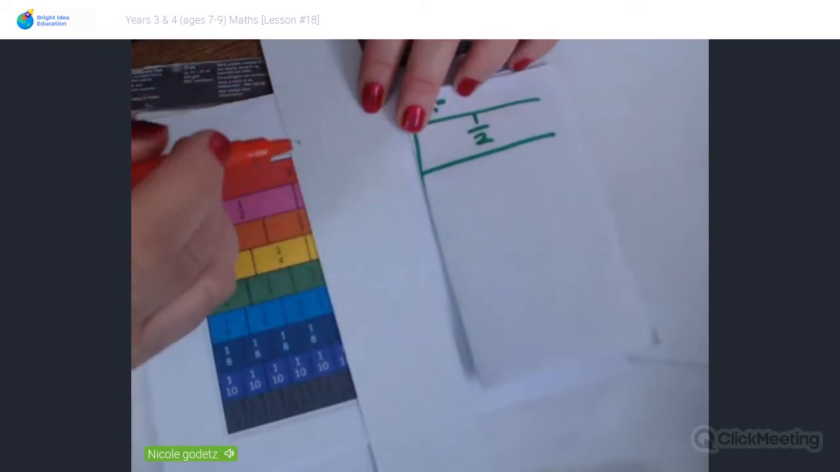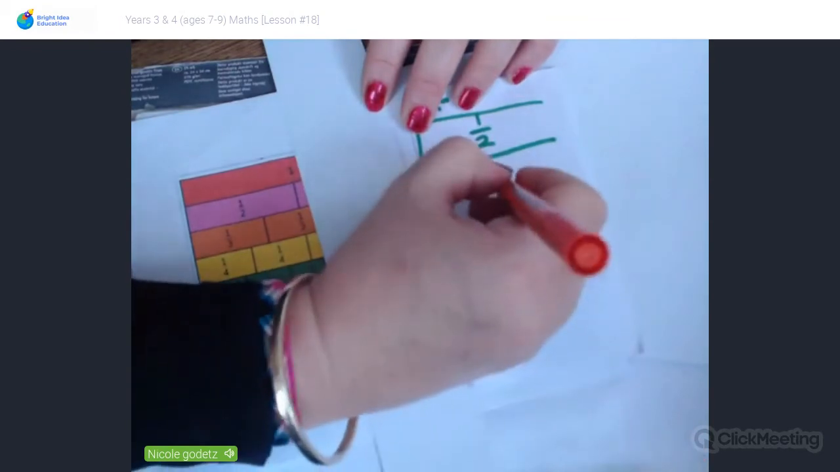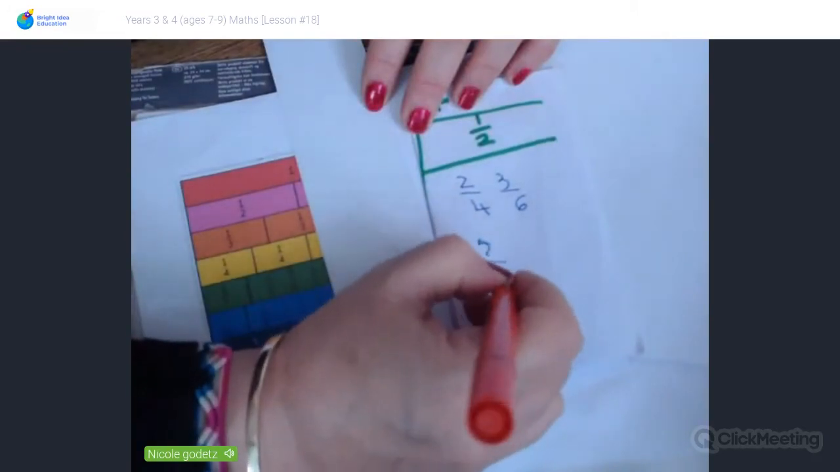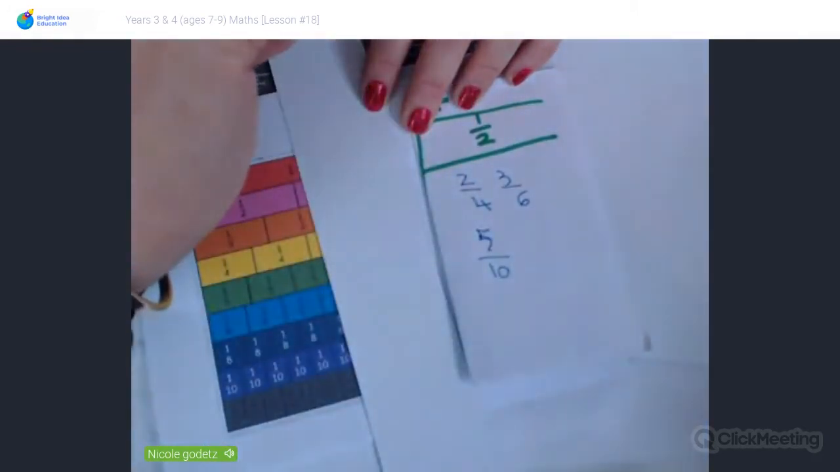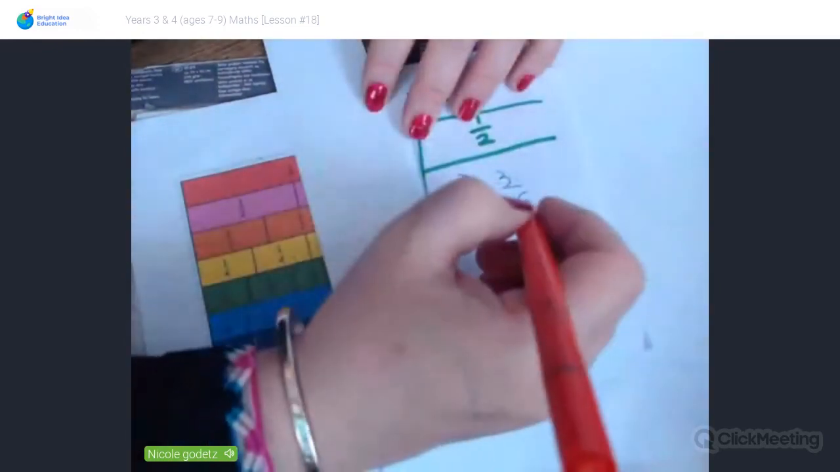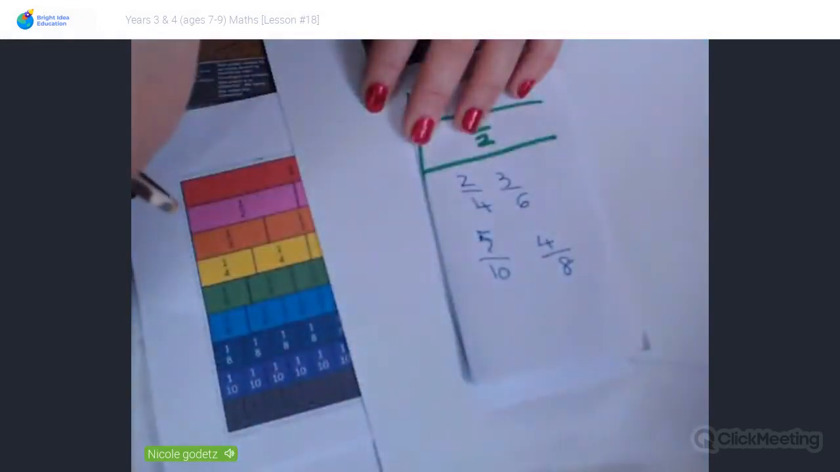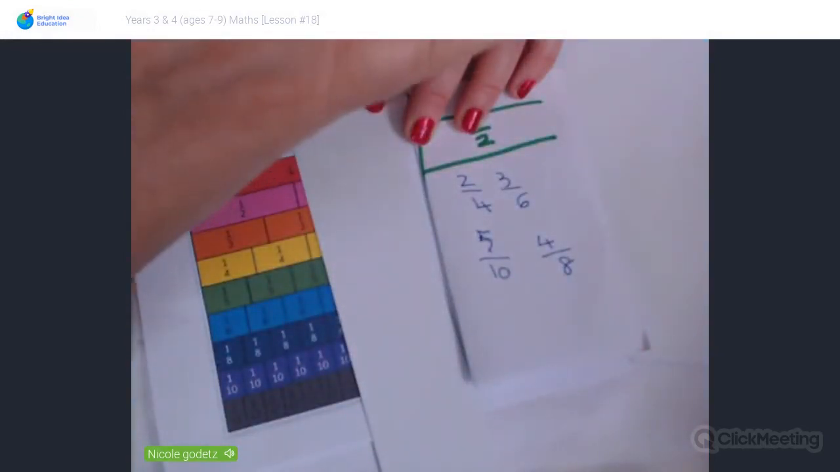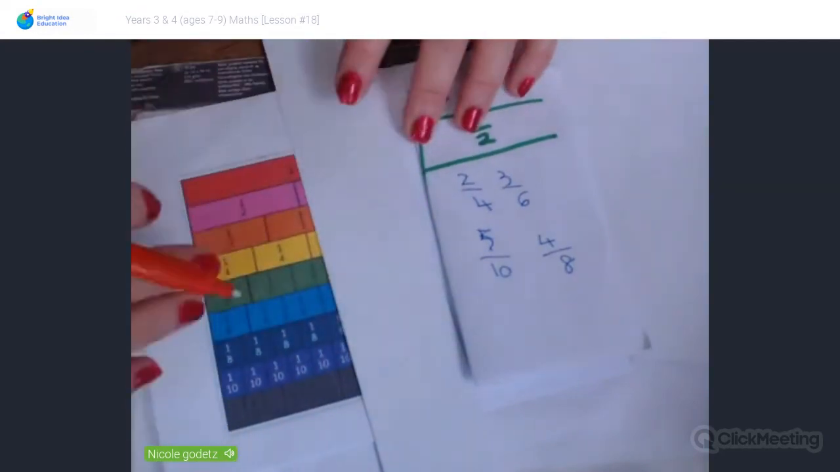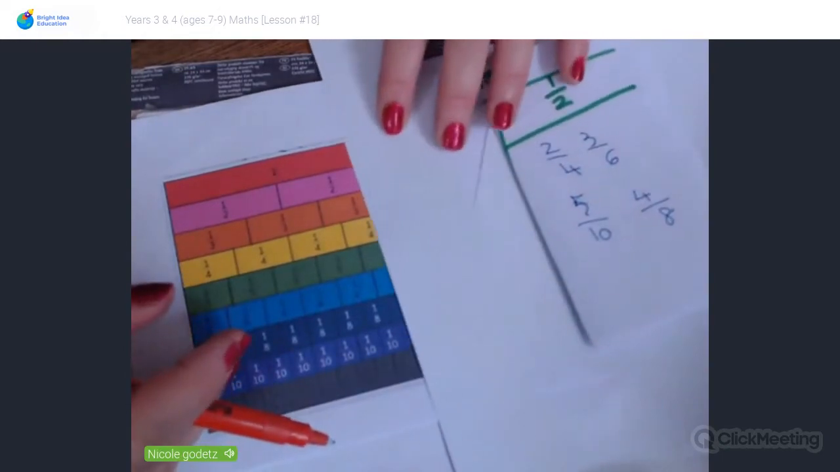Well, half is equal to half, obviously. 3/6, exactly. 5/10. Thank you. Not 2/6. We're doing fractions at the moment, not decimals. 4/8. Thank you. Not 6/6. 6/6 is the whole thing. Half is just 3 of them.